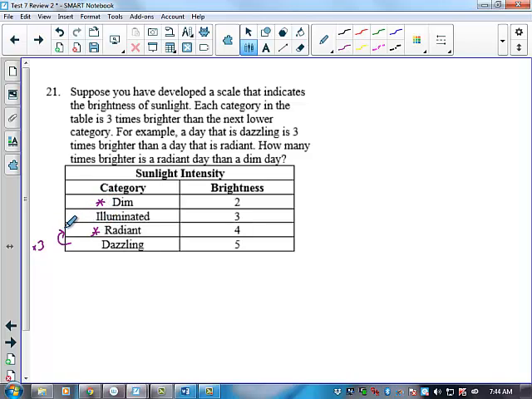Okay, so that means from here to here would be 3 times, and then from here to here would be 3 times. So 3 times 3 gives us 9 times brighter. Okay.